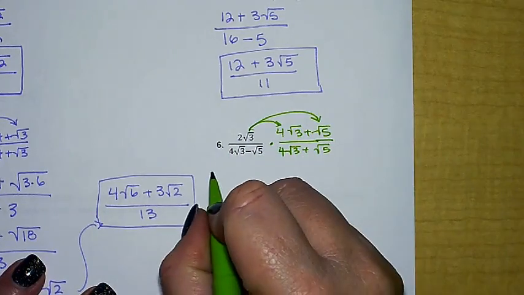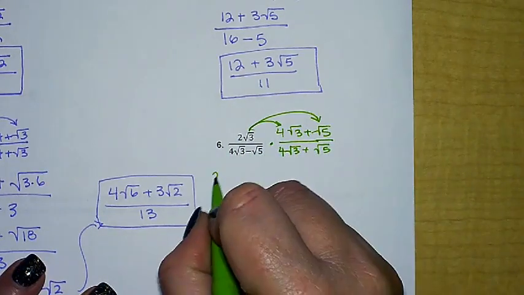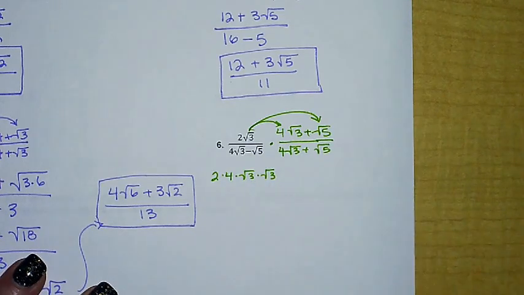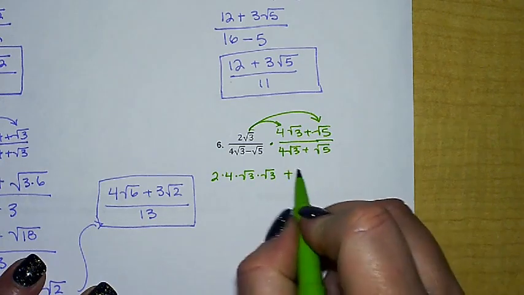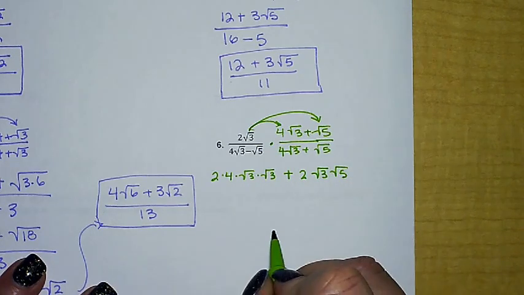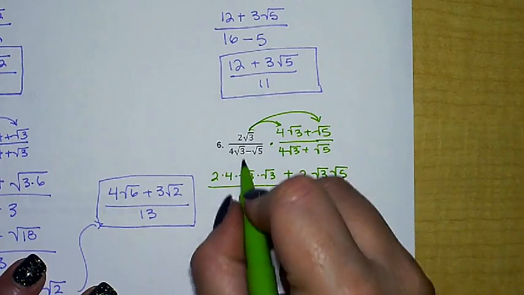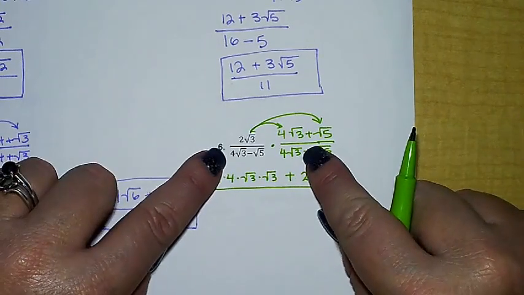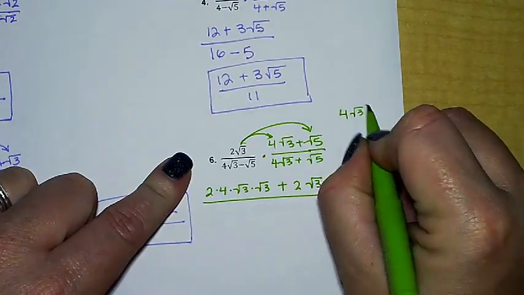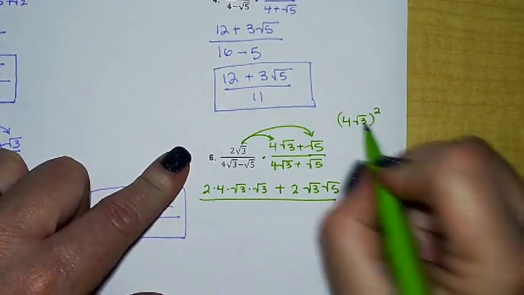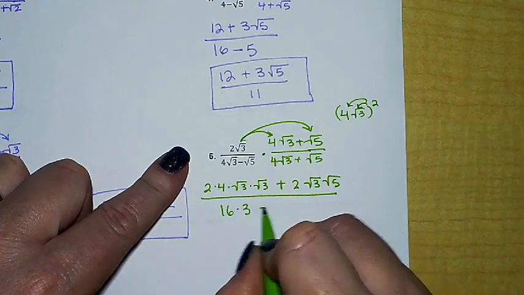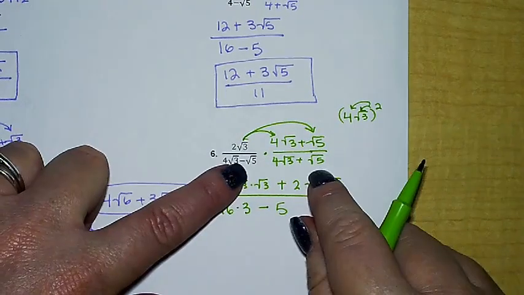So we get 2 times 4 times the square root of 3 times the square root of 3, right? Plus 2 times the square root of 3 times 5 over this term squared. So when we have, let's just put it right here, when we have 4 times the square root of 3 squared, remember that's going to distribute to both. So that's going to give me 16 times 3 minus 5.